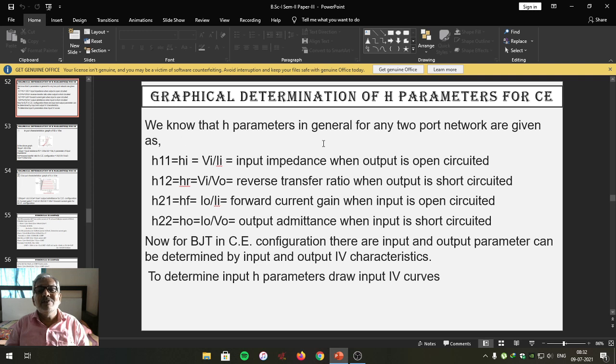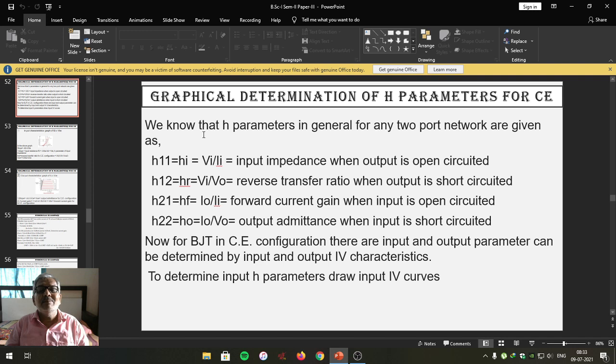Friends, the same H parameters we are going to revise at first, and then we are going to apply these parameters to be calculated for BJT in common emitter configuration graphically. That's fine. Our main aim is to calculate the H parameters by using the input and output IV characteristics of BJT in common emitter configuration. Let me begin with this side.